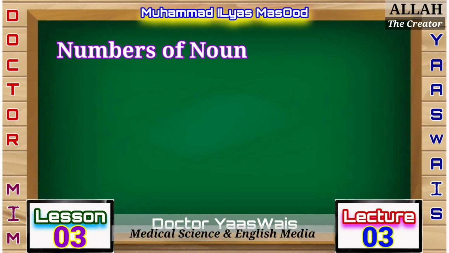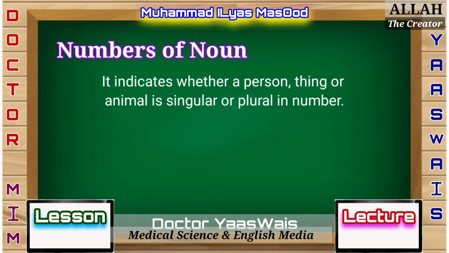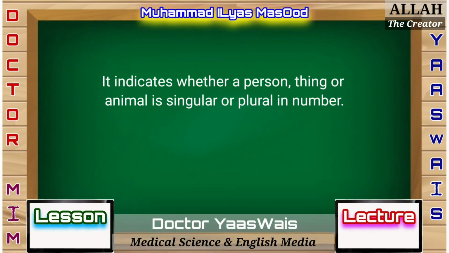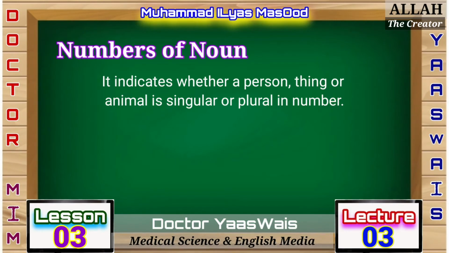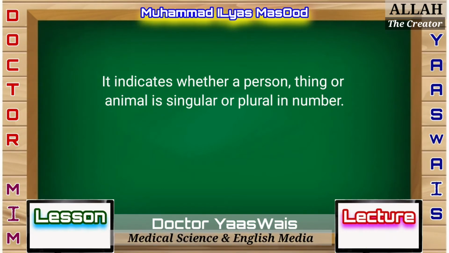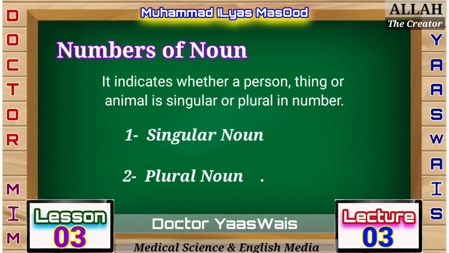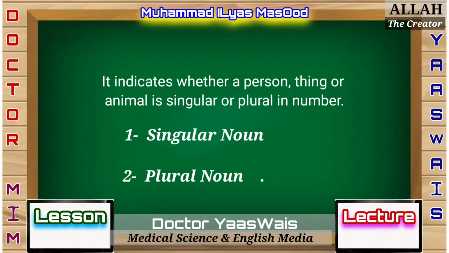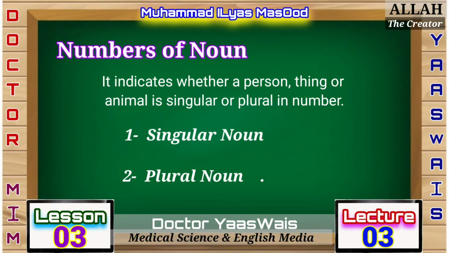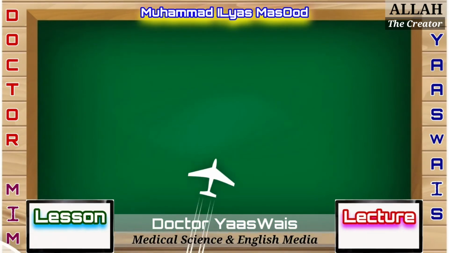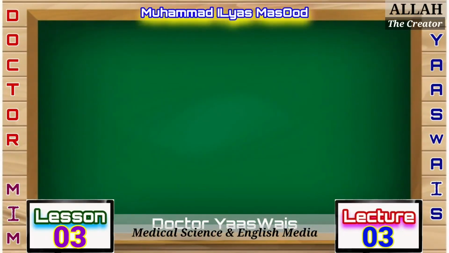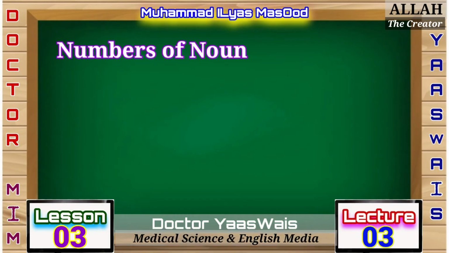Let's see. Numbers of noun indicates whether a person, thing, or animal is singular or plural in number. From this definition, it is clear that numbers of noun can be categorized into two categories, singular noun and plural noun. Let's move to understand them clearly.